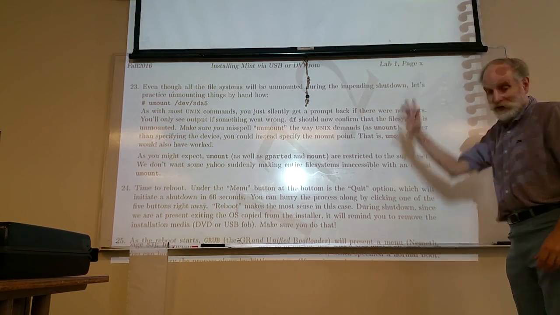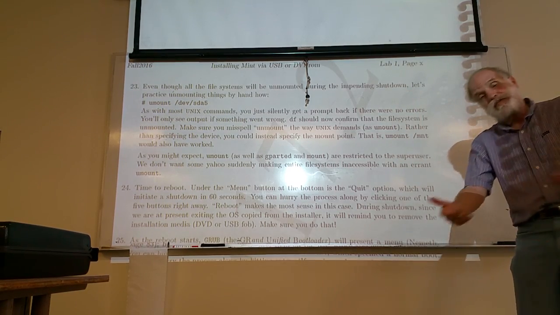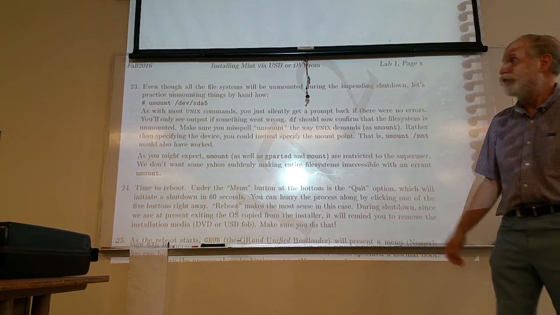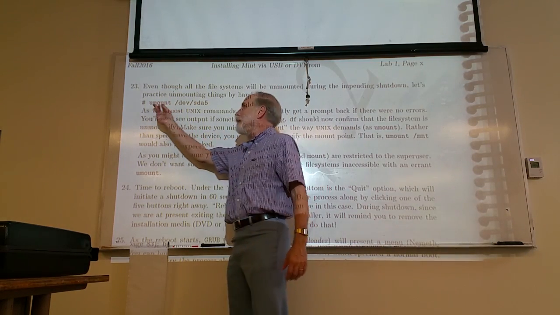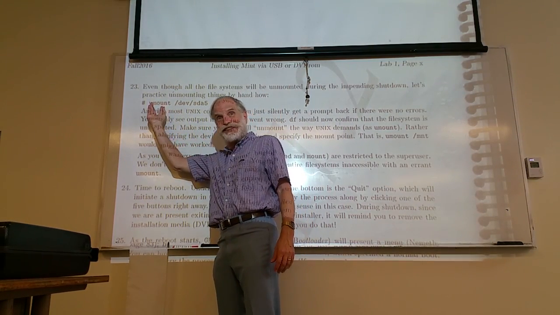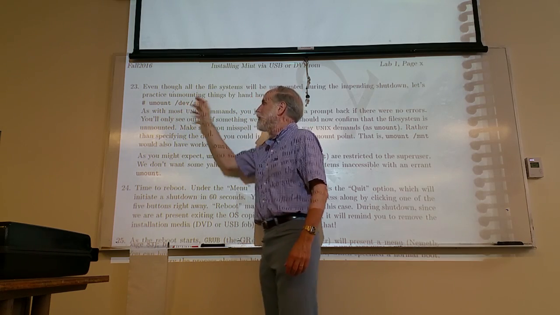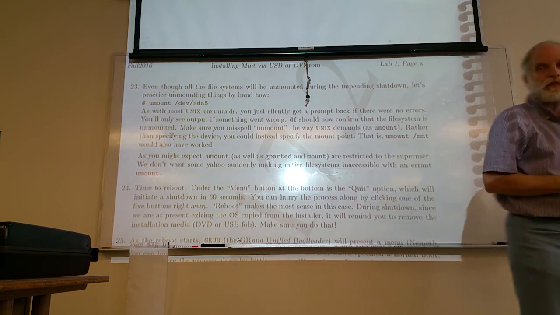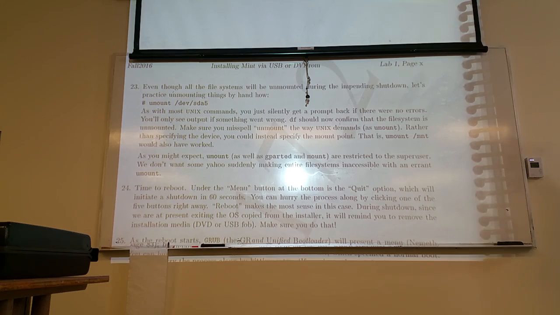Now, if you do a shutdown, it's going to automatically unmount things, but let's practice and see how to do that on the fly. It's the umount command, and notice you have to misspell unmount to get this to work. You can give it a partition to get rid of it. Now, that won't work if that file system is busy at all.